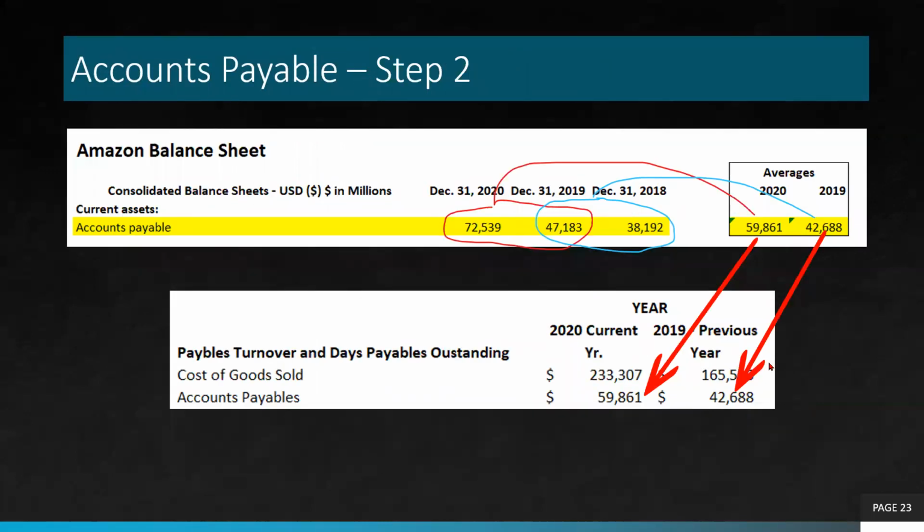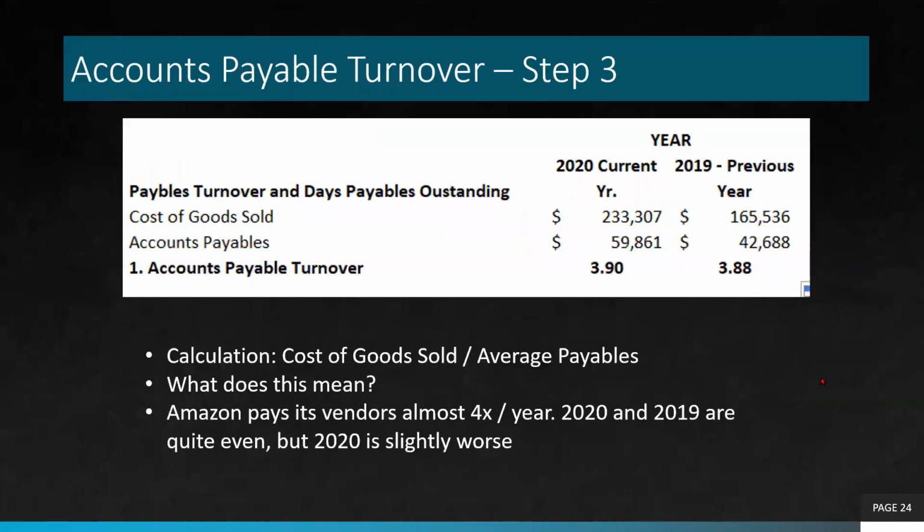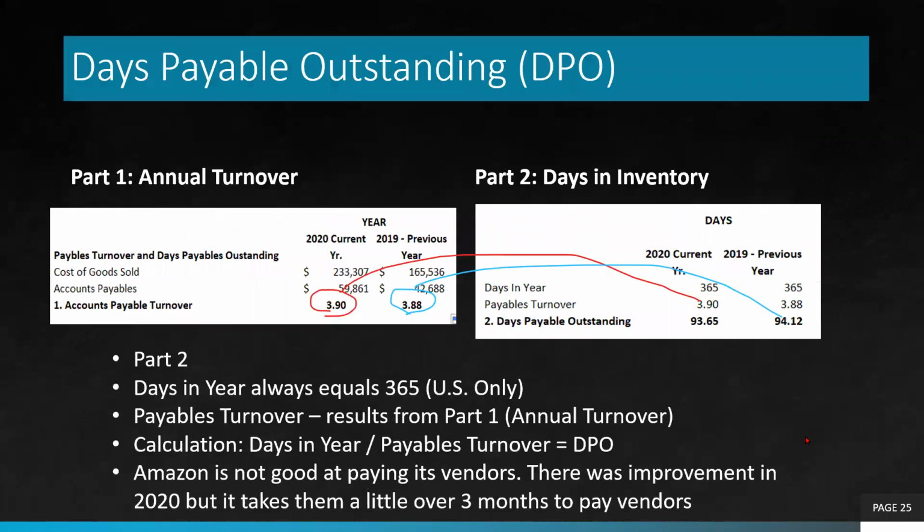And then I go to the balance sheet and I get my averages, right? I take 2020 plus 2019, I divide that by 2, and that gives me my average over here for 2020. And I do the same for 2019 plus 2018 divided by 2, and I plug those numbers in here. And I do the quick calculation. And what this is telling me is that Amazon pays its vendors almost 4 times a year. So it's kind of even, 2020 over 2019, not too much of a change.